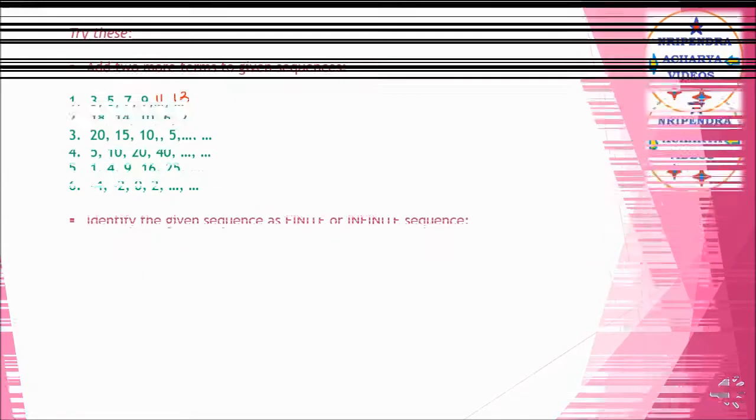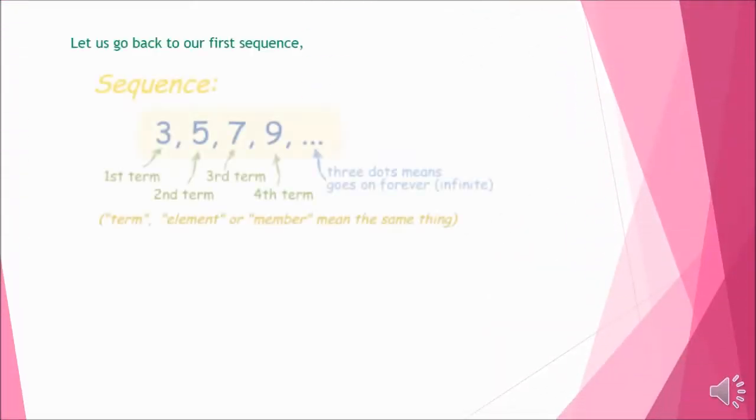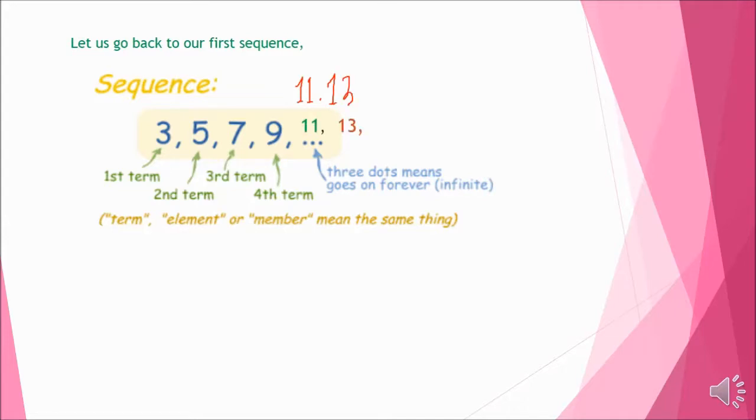And another, identify the general term. What is a general term? Let's revisit our previous sequence. This is a sequence, and what will be the next term of the sequence? We can easily write it is 11, isn't it? What will be the next term after 11? We can write easily 13.